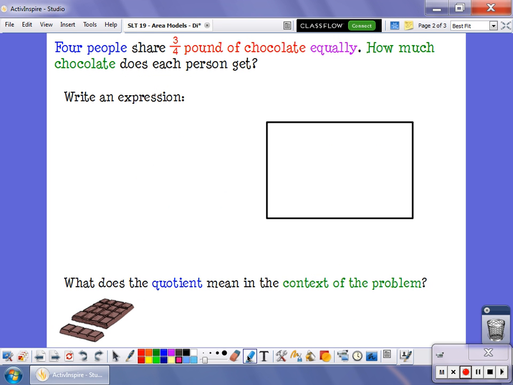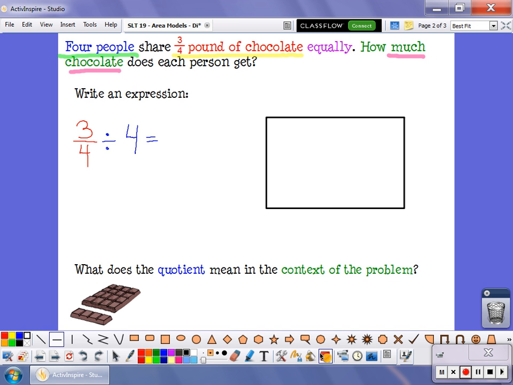Now let's look at this one. In this situation, we have 4 people who want to share 3/4 of a pound of chocolate. And we want to know how much chocolate each person gets if they split it equally. So again, let's think about this problem first. We have 3/4 of a pound of chocolate, and we want to divide it evenly among 4 people. So 3/4 divided by 4.